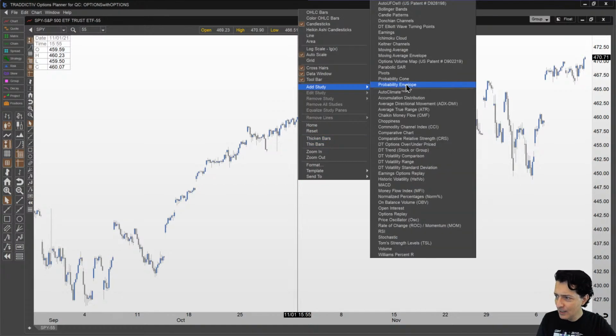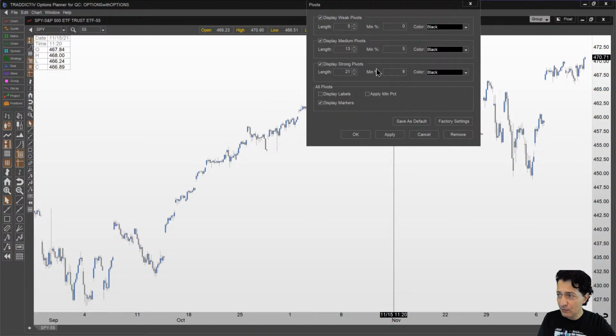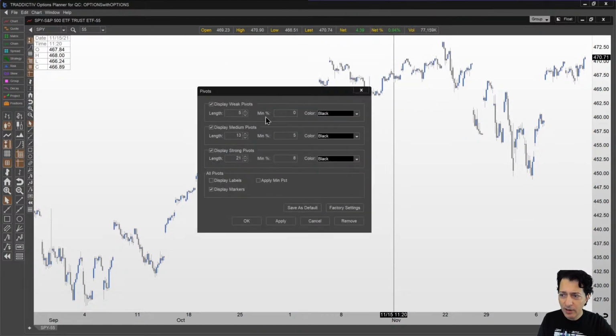A nice one. So let's move into pivots. Okay, let's move into pivots. And pivots is such an easy tool. And again, here you have settings. And the settings have to do with weak pivots and medium pivots and strong pivots.